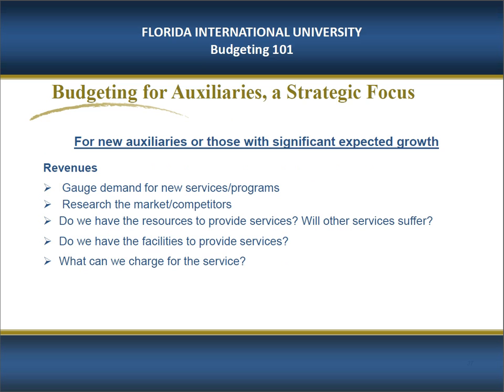Now, when budgeting for new auxiliaries with significant expected growth, consider some of the following. Gauge your demand for new services or programs. How large is the pool of customers? Research the market competition. What are they doing? What are they charging? What is our competitive advantage? Why would someone come here? Do we have the resources to provide services? Will other services suffer? Do we have the facilities to provide services? What can we charge for these services?